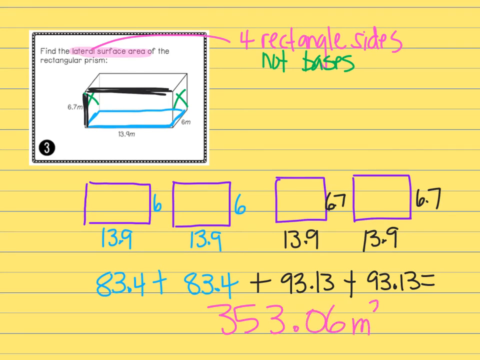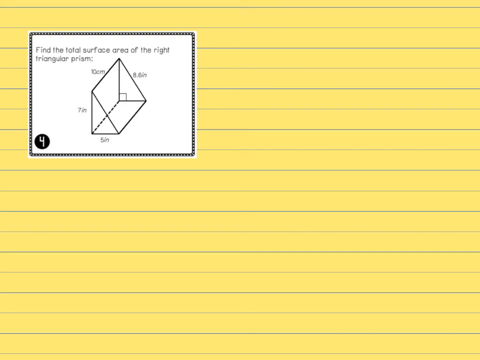And again, remember, anytime you do area, you need that squared as your final answer. Just remember to put that exponent to say you have 353.06 square meters of lateral surface area. I'm going to help you guys set up this last one. This says find the total surface area of the right triangular prism.